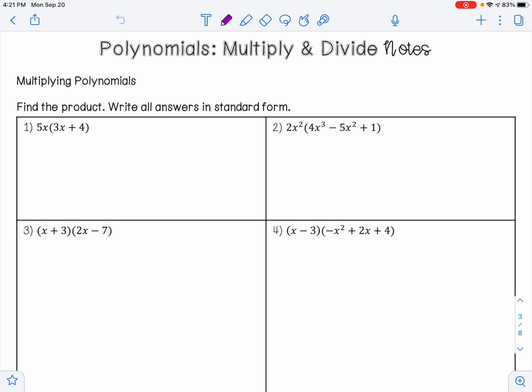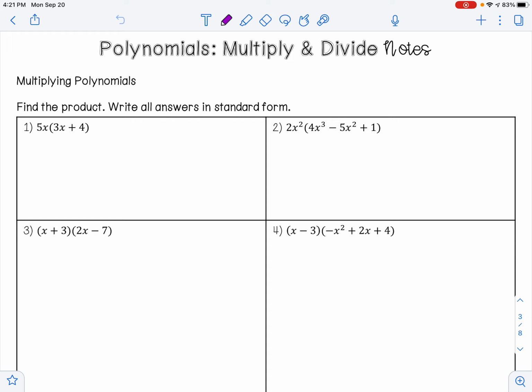In this video, we are going to go over multiplying and dividing polynomials. Remember that you do not need like terms to multiply or divide. You only need like terms to add and subtract. So on number 1, it says find the product, write all answers in standard form.